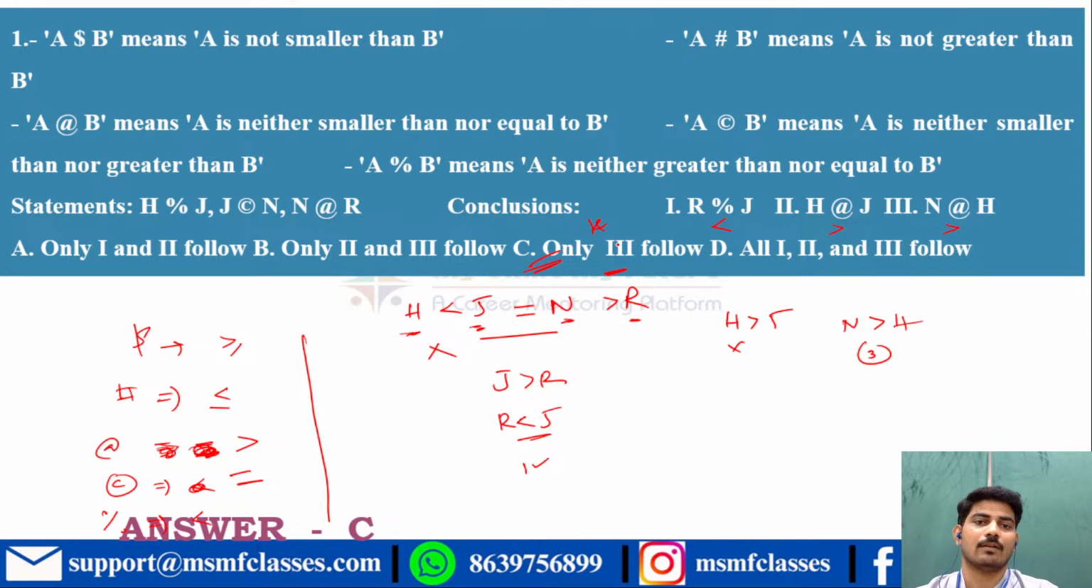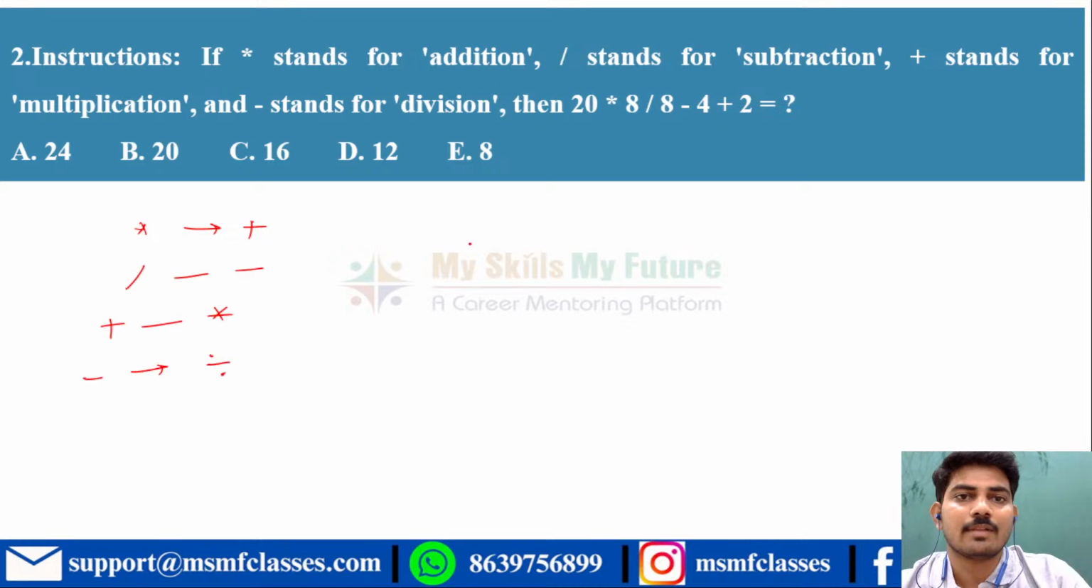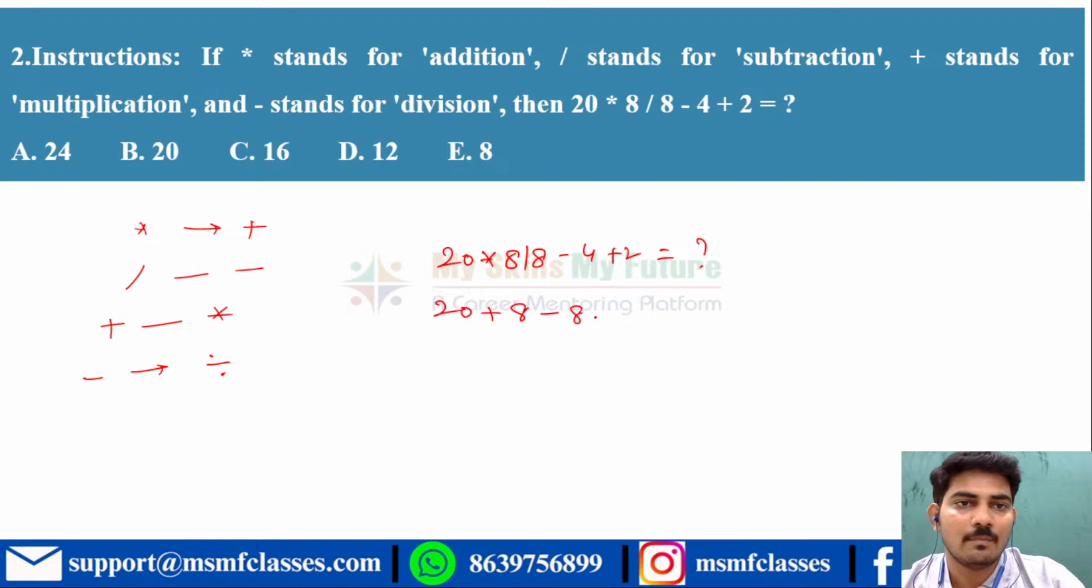Next, this will be a simplification question. What is given in the question is: if star stands for plus, division stands for subtraction, plus stands for multiplication, minus stands for division, then simplify this equation. 20 star 8 division 8 minus 4 plus 2, that will be equal to how much? So here 20 star represents plus 8, division represents minus 8, minus represents division 4, plus represents multiplication 2.